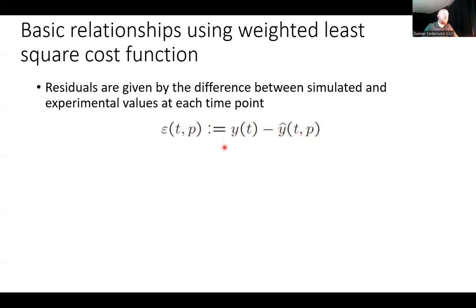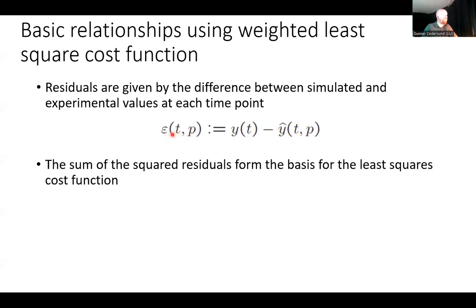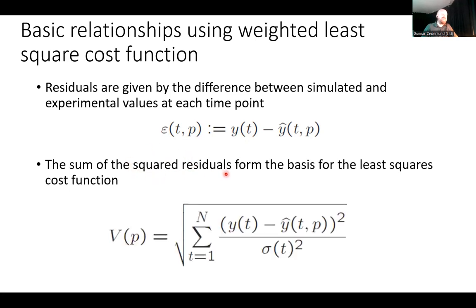And then you take minus y, which is the measurement data. So the difference between y and y hat, that's called the residual. And then these residuals, you basically sum them up, but you take the square of them. And that's essentially what makes up this cost function. So this is one way that it's often written up.